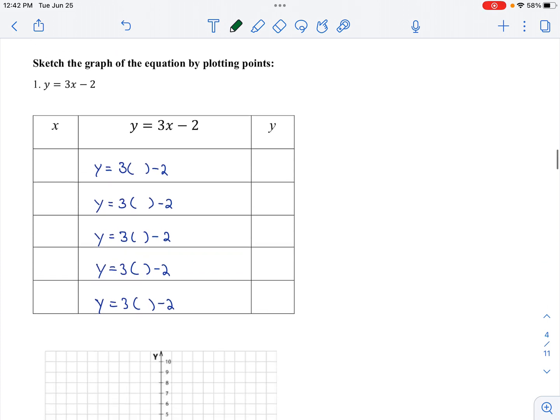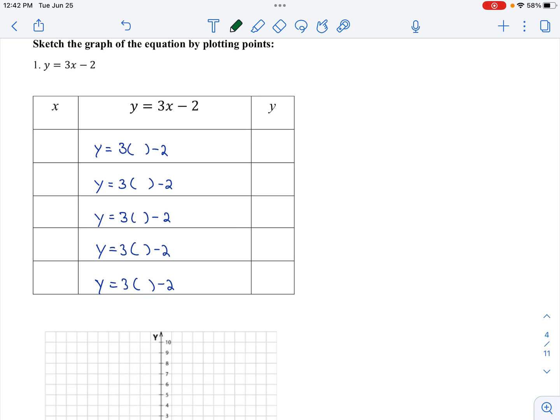So now, I'm going to sketch the graph of the equation y is equal to 3x minus 2. Underneath the equation is a table of values. The first column is labeled x. In this column, I'm going to choose the values of x to substitute into the equation. And I'm going to choose 0, like I mentioned earlier. And then I'm going to select -1, -2, 1, and 2, because these values of x are close to the origin.